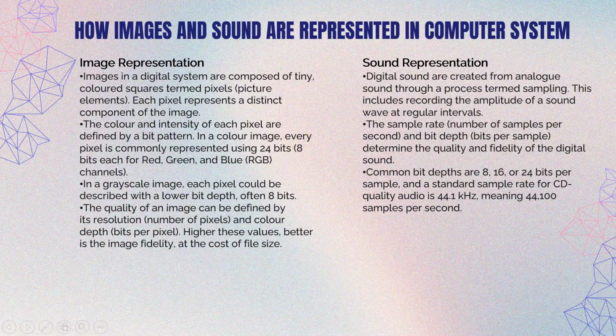The next slide is how images and sound are represented in computer systems. Image representations. Images in a digital system are composed of tiny colored squares termed pixels, or picture elements. Each pixel represents a distinct color component of the image. The color and intensity of each pixel are defined by a bit pattern. In a common color image, every pixel is commonly represented using 24 bits, 8 bits each for red, green, and blue RGB channels. In a grayscale image, each pixel could be described with a lower bit depth, often 8 bits.